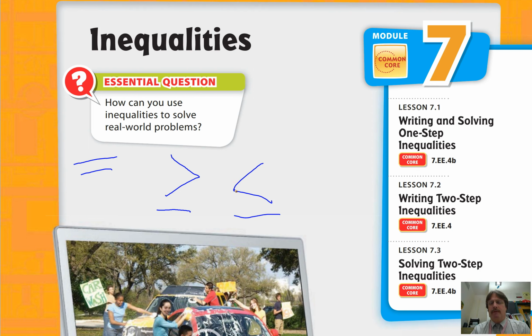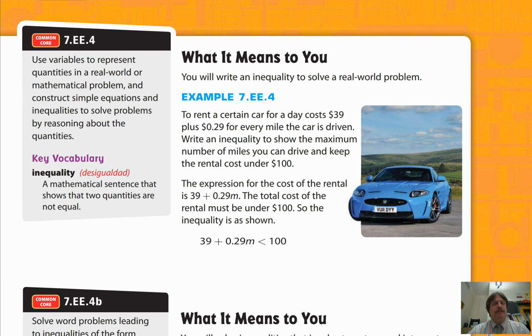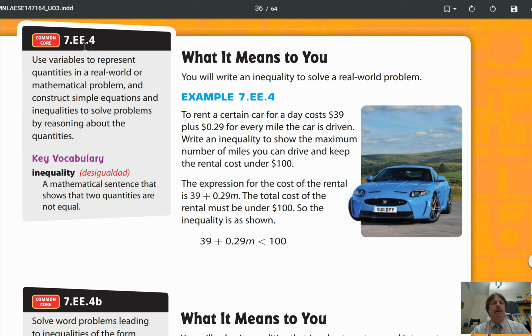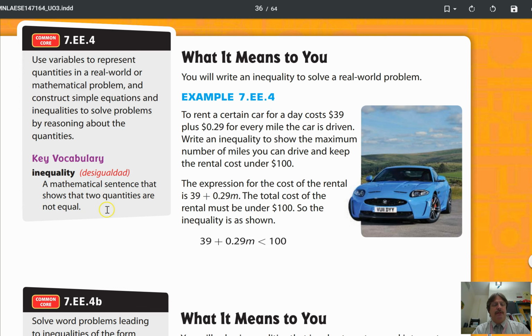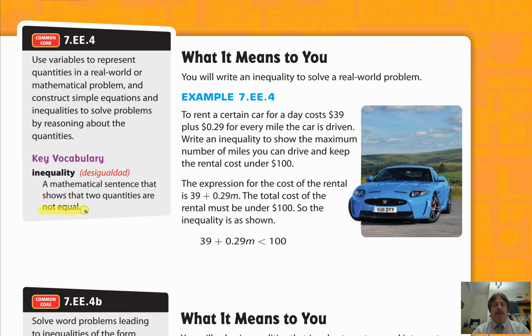We also, when we're working with the graphing on a number line, there's a couple symbols that we have to pay attention to with this, and there's one special rule that I'm going to point out in 7.1. So here in Module 7, we're going to work with the standard 7.EE.4 expressions and equations. How do we use variables to represent real-world problems and create equations with inequalities to solve our problems? So an inequality is a mathematical sentence that shows that two quantities are not equal. So key here, not equal, okay?